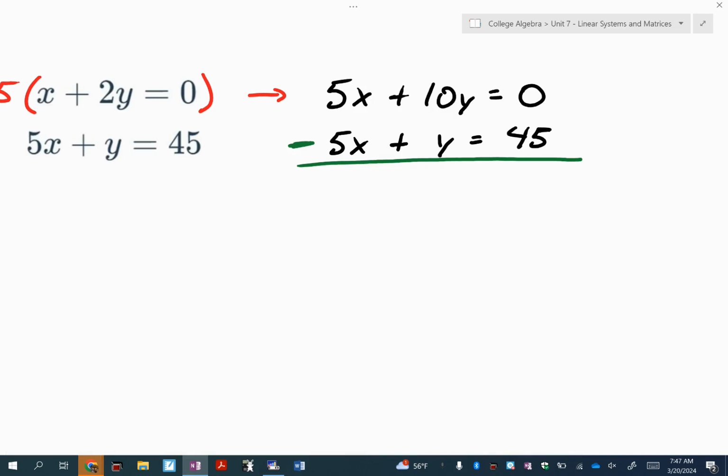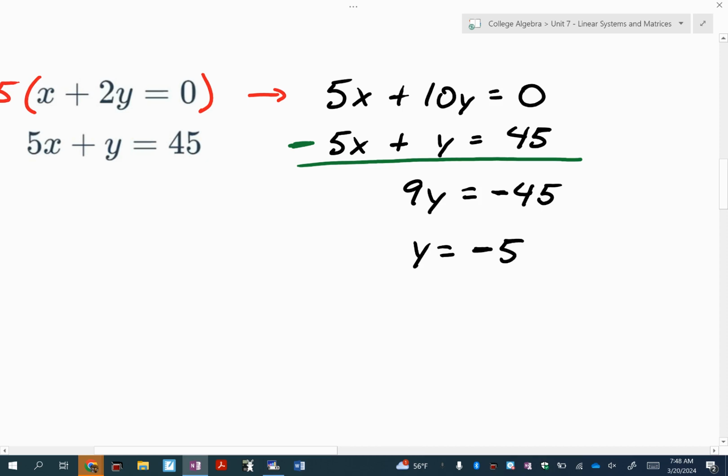That's 0. Now, what is 10y minus 1y? 9y. Now, this can be a little tricky here. Be careful. What's 0 minus 45? Nice. Negative 45. Good, Gladys. All right. Now, do you know what value times 9 would give you negative 45? Negative 5. What up, Donovan? Yeah. Good job.